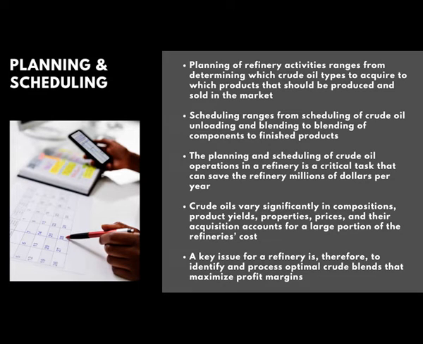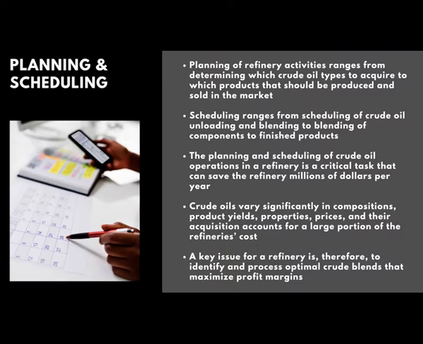The planning and scheduling of crude oil operation in a refinery is a critical task that can save the refinery millions of dollars per year. So in fact, more than optimizing your refinery operations in terms of energy saving or arresting your leaks, more profitability can be achieved by proper planning, scheduling and blending. So the smartest refineries make huge profits by focusing on these kinds of activities.